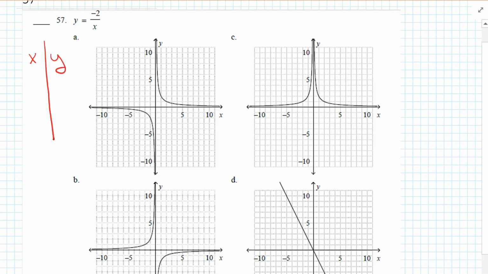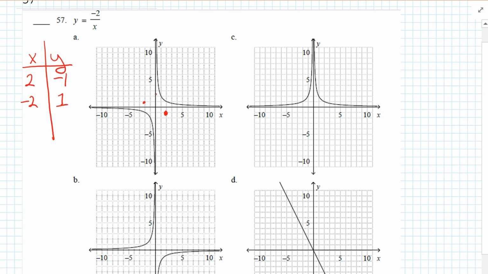I'm going to make an XY chart, and I'm going to pick easy X values we can evaluate. So if X equals 2, we just plug it in the equation. So Y is negative 2 over 2, Y would be negative 1. So if X was negative 2, Y would be 1. So all we got to do is see which one of these is true. So when X is 2, Y is negative 1. And when X is negative 2, Y is positive 1.